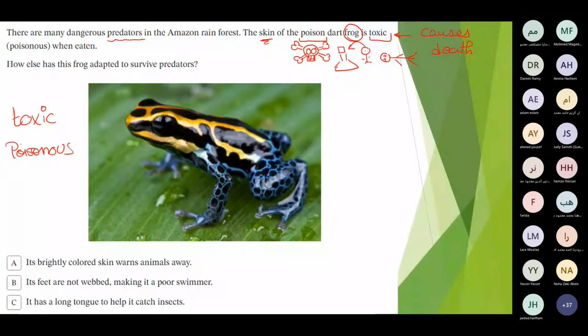What else? How has it adapted to survive predators? Let's see. Okay, it's brightly colored skin. Brightly. Read this word. Yes, it's brightly colored. Brightly colored. Nice. Colored skin warns animals away.